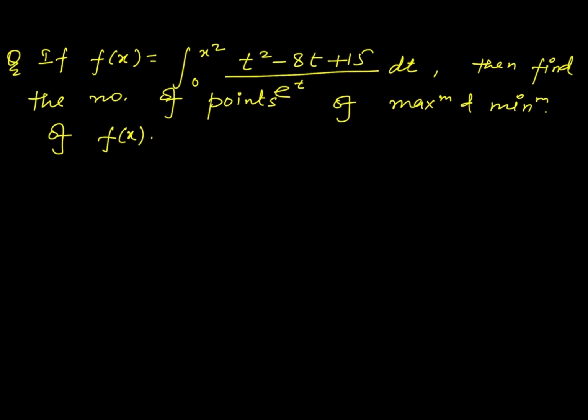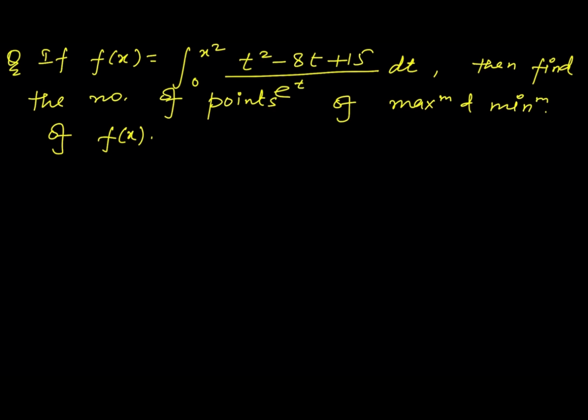So students, the question from Maxima and Minima is here in front of you, and in the question he is asking: if f(x) is equal to the integral from 0 to x square of (t square minus 8t plus 15) upon e to the power t dt. This is f of x, which is given, of course. Then find the number of points of maxima and minima of f(x).